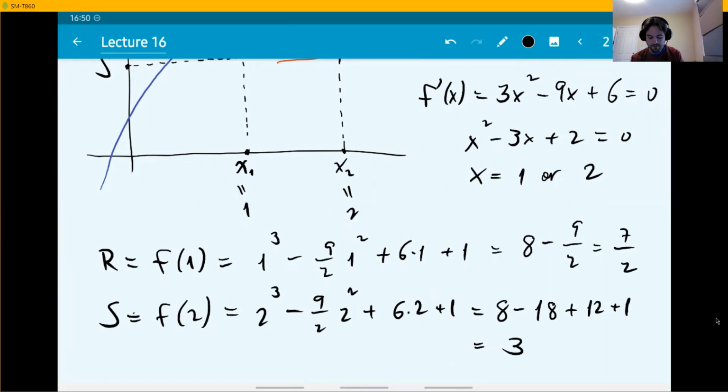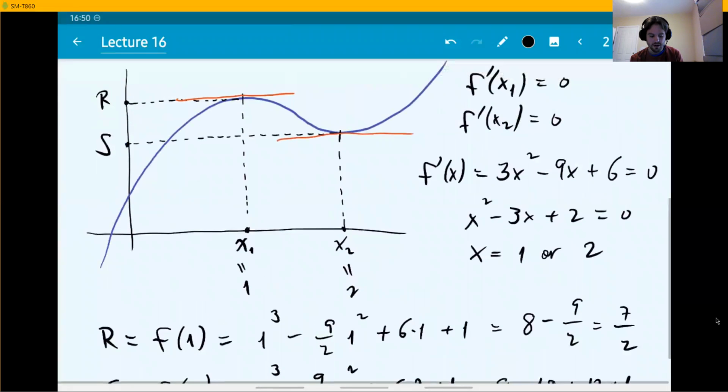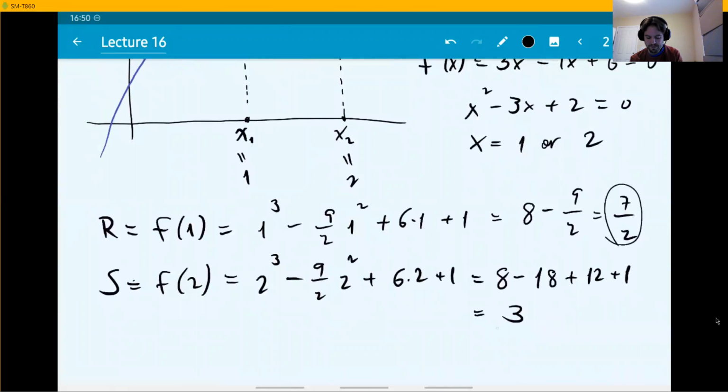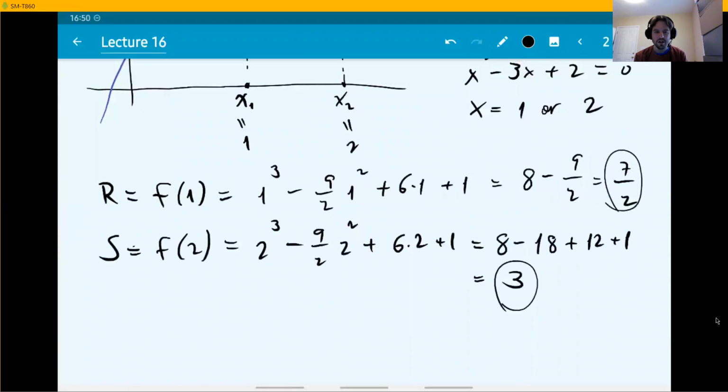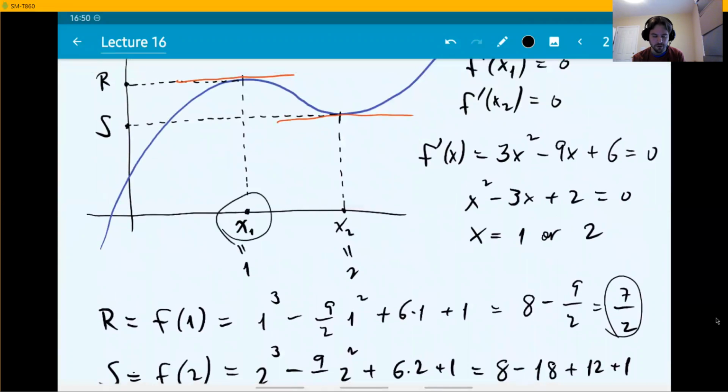Also, according to the graph, we already expected the S to be slightly less than R. So I'm just double checking the numbers that I found. It makes sense, right? S was supposed to be a little bit smaller than R. This is actually what we are finding here. So this example illustrates the idea of how we're going to be finding these values and also the points where they happen.